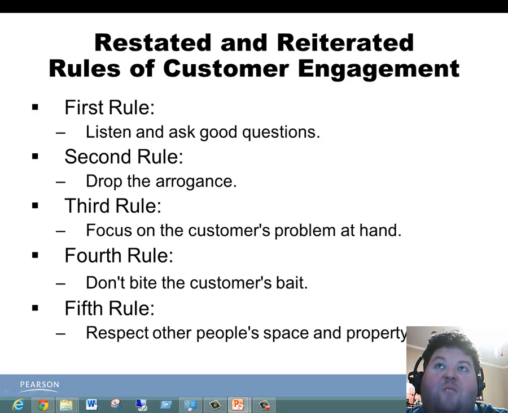So, the rules of customer engagement. There are 5 of them. The first rule is listen and ask good questions. The second rule, drop the arrogance. The third rule, focus on the problem at hand. The fourth rule, don't bite the customer's bait. And the fifth rule, respect people's space and property.